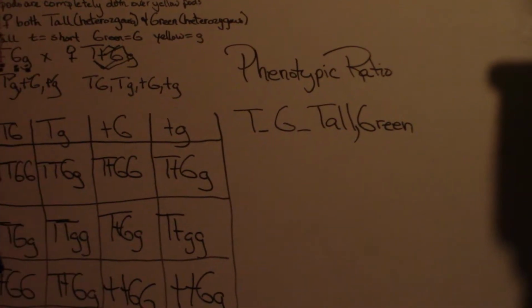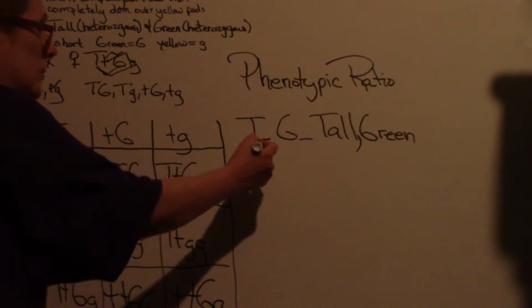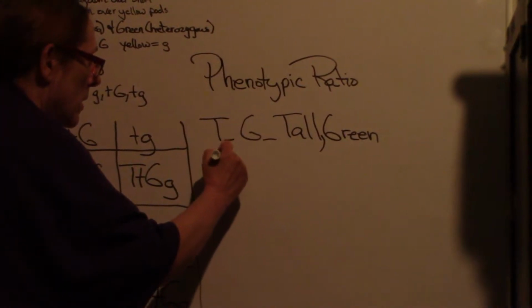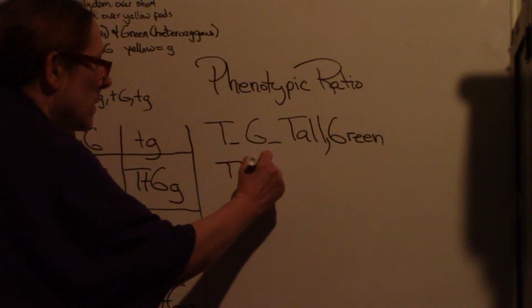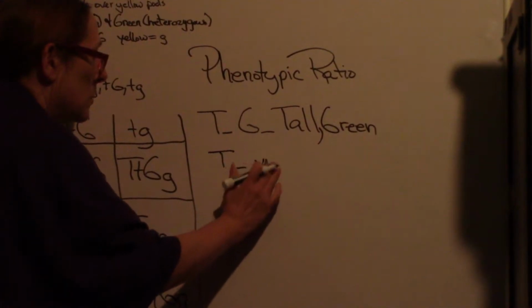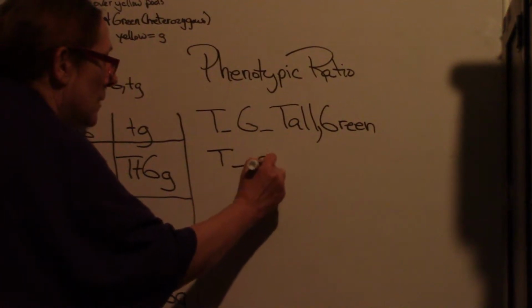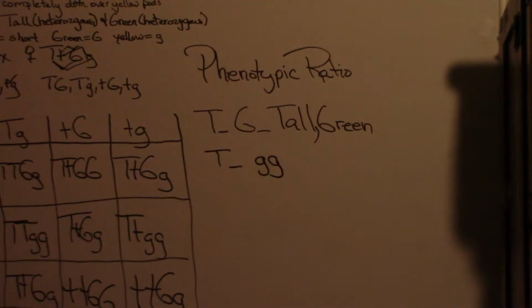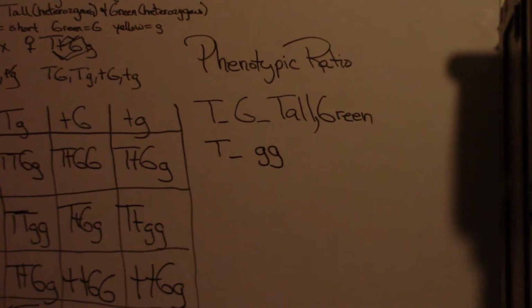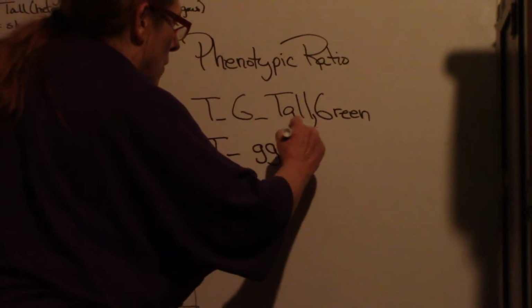All right? Then, tall and yellow. Whoops, I don't know why I'm putting Y's. To be yellow, they have to have the two little g's.